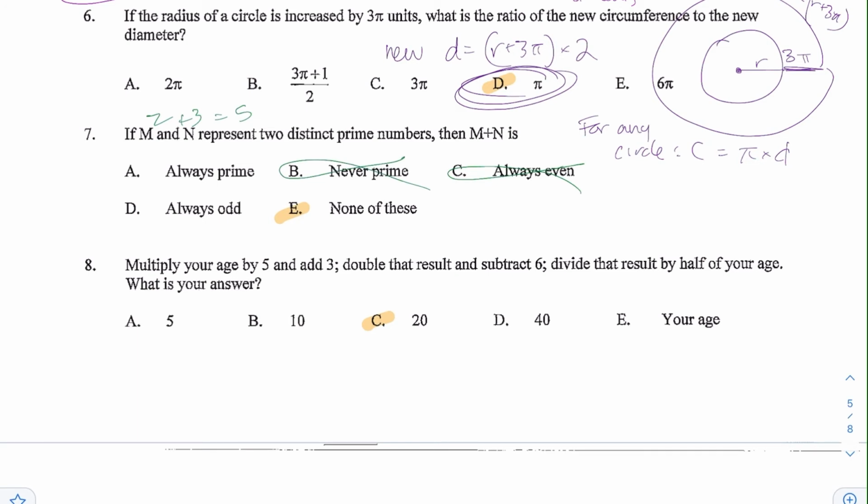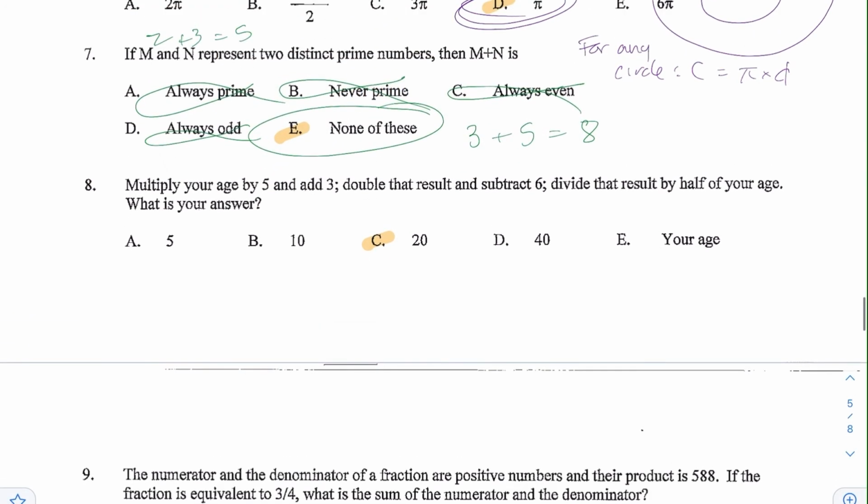But it doesn't have to be just 2 plus 3. It could be, let's say, 3 plus 5. Or try the next 2 prime numbers, or the second and third prime numbers. That's equal to 8. So 8's not prime, and 8's not odd. So the answer is choice E, none of these.